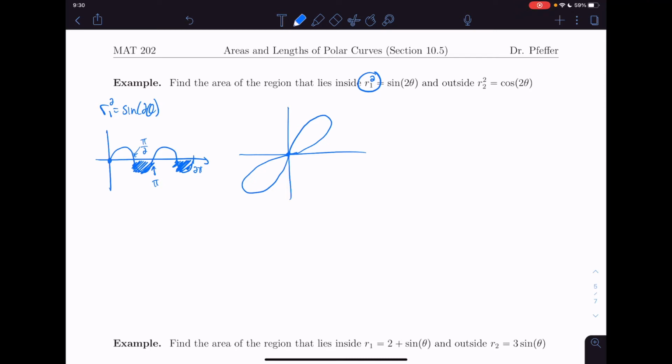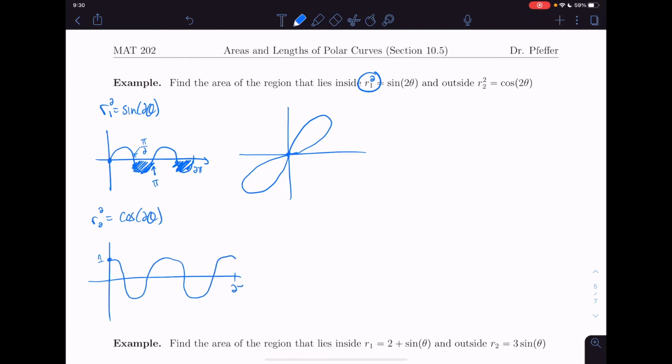So this is going to be R1, whereas R2 squared is going to be cosine of 2 theta. Again, we can draw the flat curve, what that looks like. It's going to start up here at 1, and we're going to get 1 cosine, 2 cosine, and end at 2 pi, where again, we're not allowed to have those negative petals.